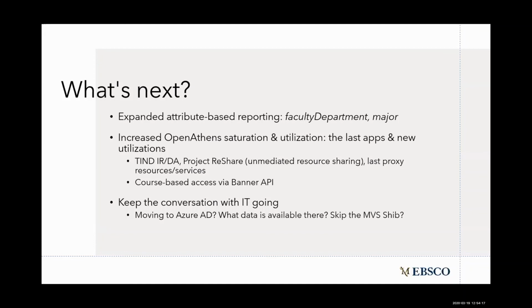We're talking about deploying OA in front of other things. We've got a few other services coming, but we're getting down to basically a handful. Course-based access via the Banner API is going to be our next thing, because that is information that the institution is already on record as saying we are not going to flow through AD. And then obviously any kind of updates with IT.